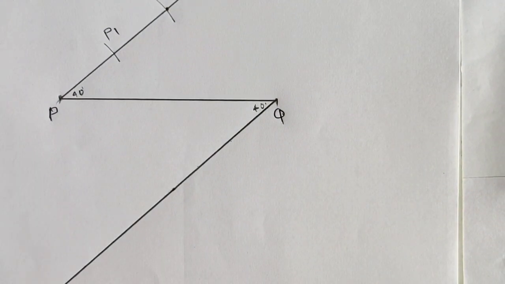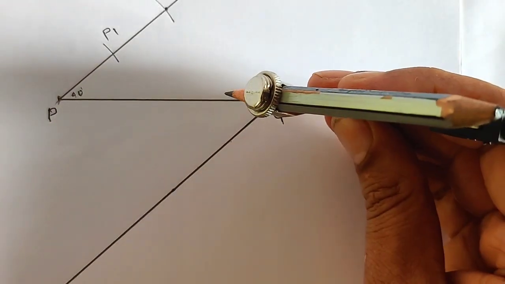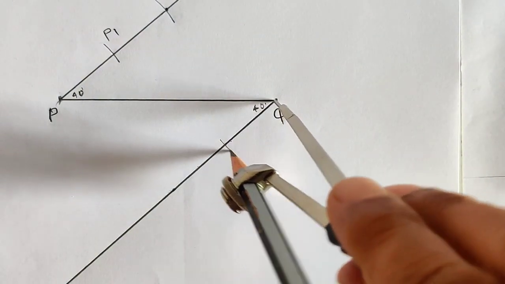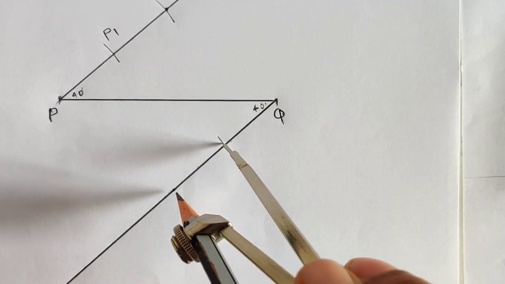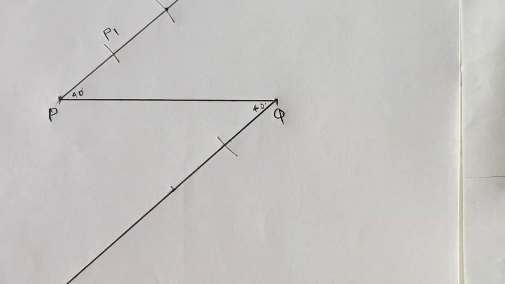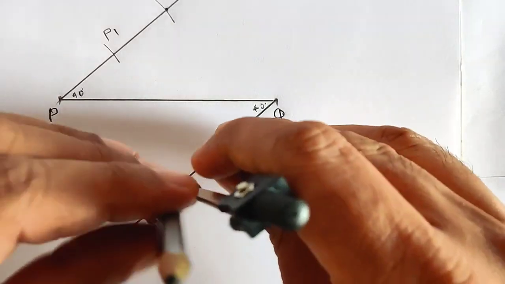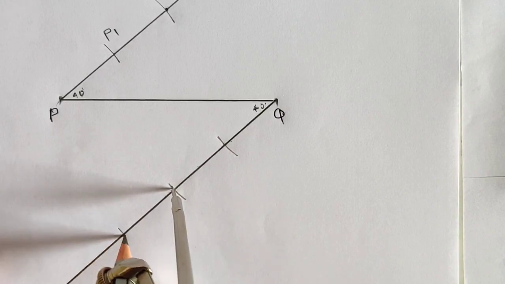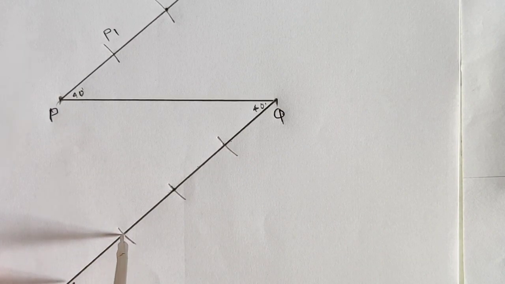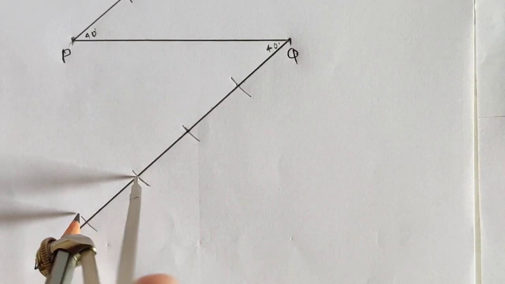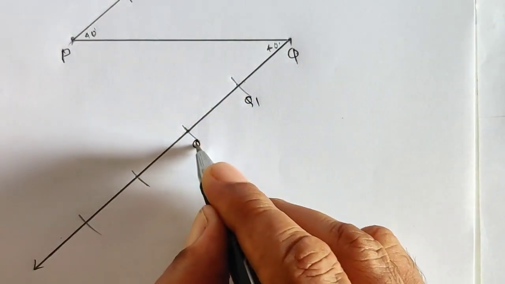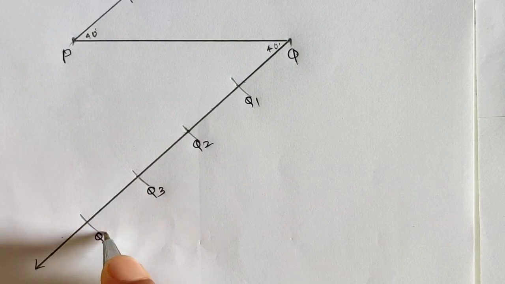Now on the opposite side with the same distance, no change in the distance. If distance changes, then your figure or construction becomes wrong. Draw the arcs at the same distance. 4 arc again. 1, 2, 3 and 4. So draw the 4 arcs on the opposite side. Here point Q is there, let it be Q1, Q2, Q3 and Q4.